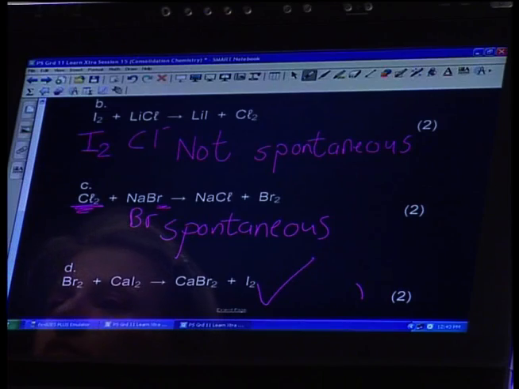So you identify those role players on the left, you take out your half reaction table, which you should be given with every test that you write, and if you've got a top right, bottom left situation, then you know that it's spontaneous, otherwise not. Right, let's move on to the next question.